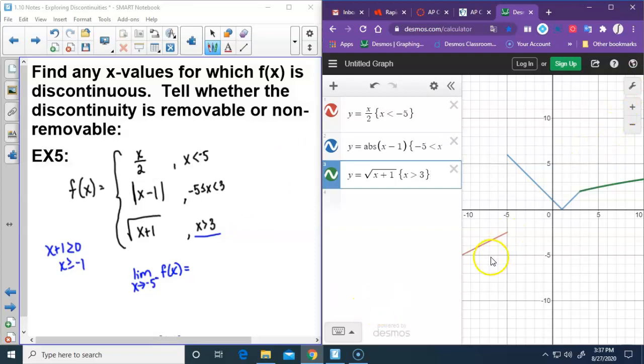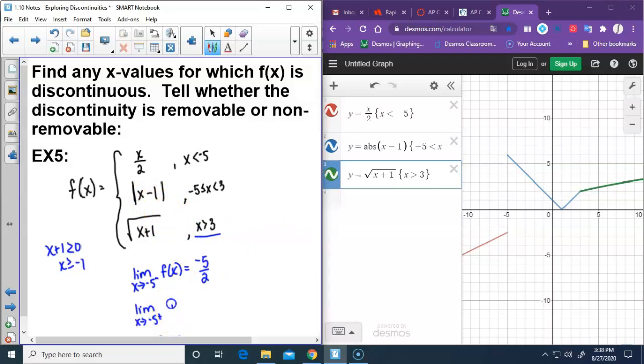And so we can see here, if we're looking at the limit as x approaches negative 5 from the left, we're talking about this red function here, which is this graph right here for x is less than negative 5. So if I plug in negative 5 into that equation, I'm going to get negative 5 over 2. And you can see we're going to have a jump in the graph right here, because if I do the limit as x approaches negative 5 from the right, then that middle function is the absolute value function, and that's the function I'm going to use as I approach from the right.